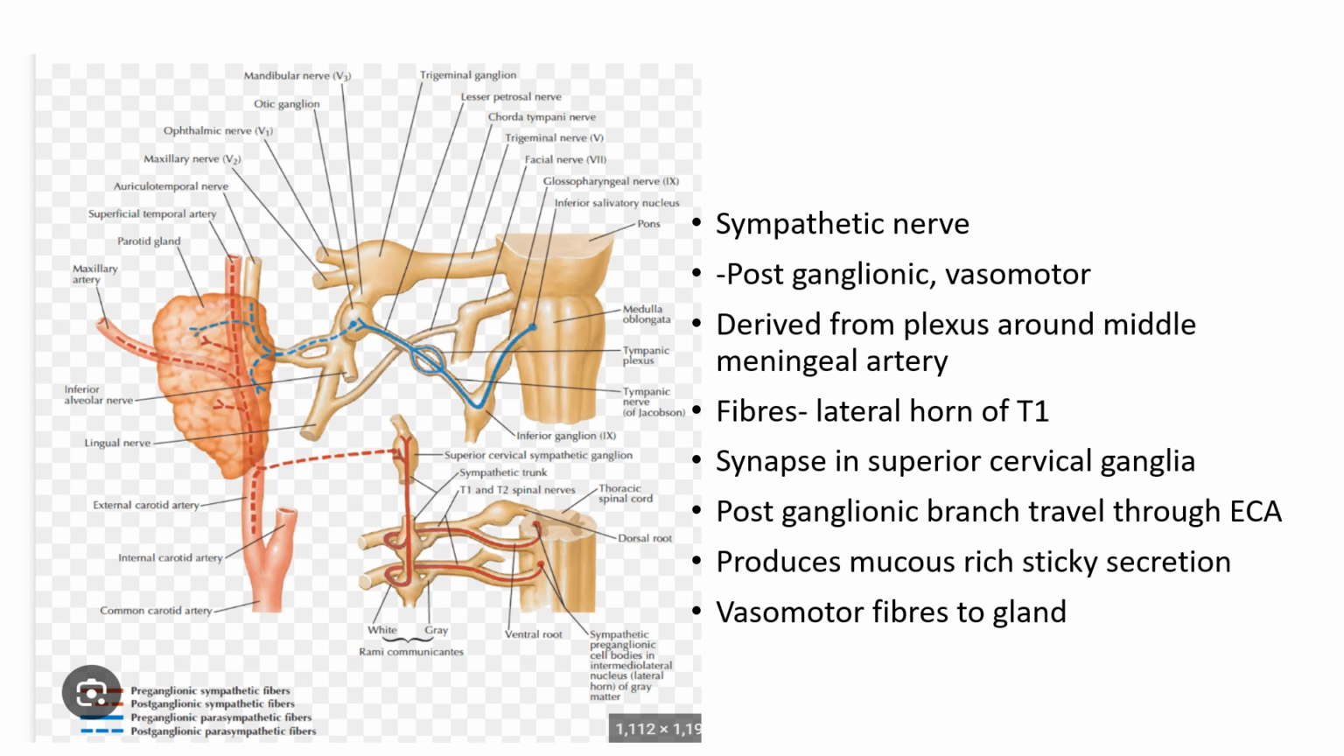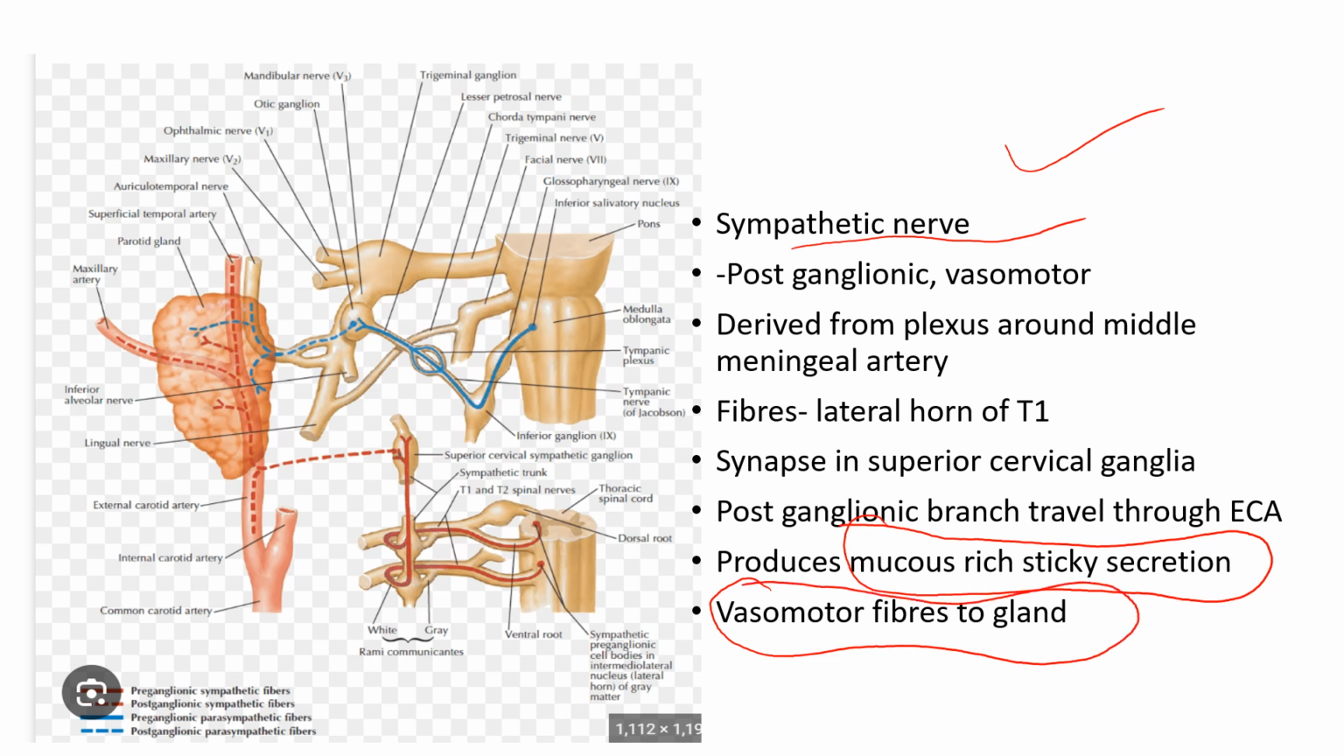Now, in this slide, you are seeing sympathetic supply. This sympathetic, when they stimulate the parotid gland, it brings about mucus-rich sticky secretion from the parotid gland, and they also give vasomotor fibers to the gland. Now, let us see the source of the sympathetic supply. Now, from T1, from the lateral horn of T1, the fibers will reach from the lateral horn of T1, first thoracic spinal segment.